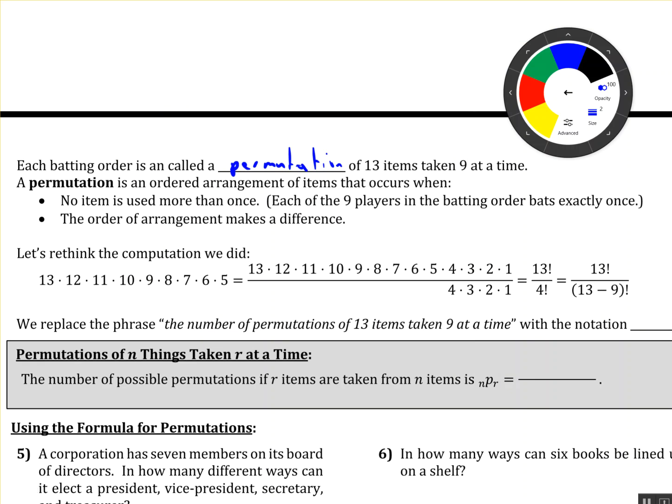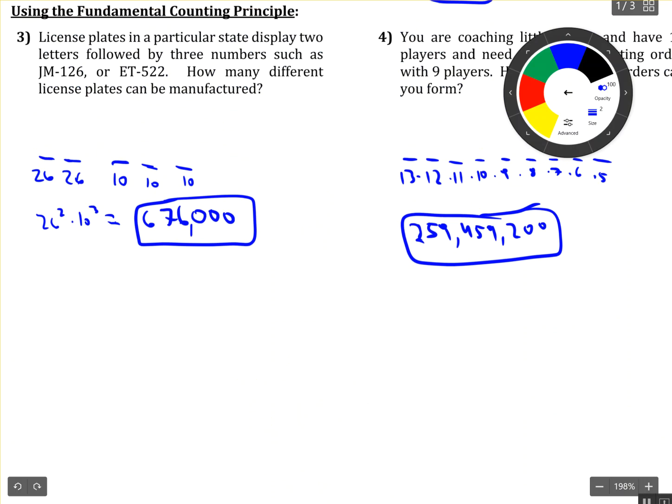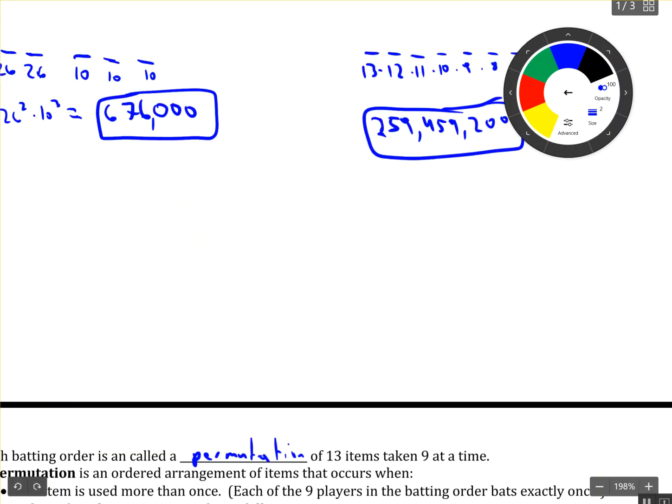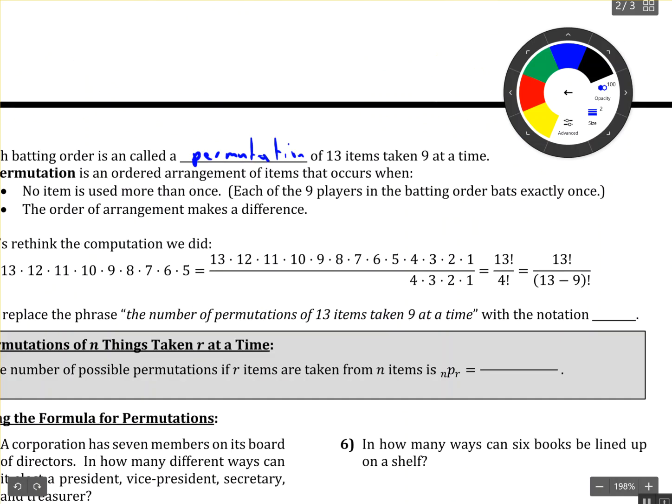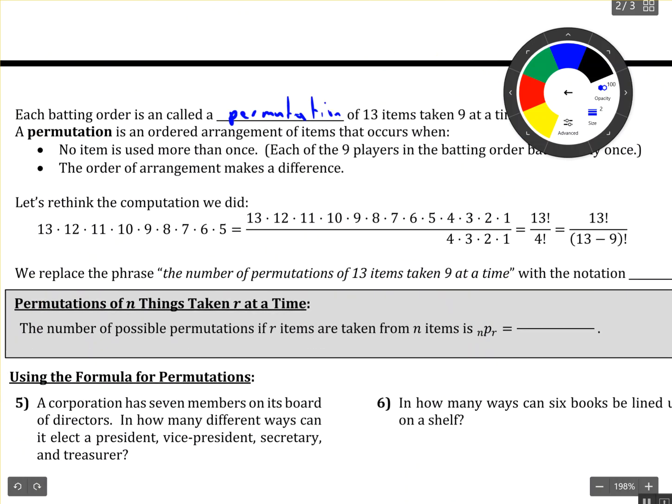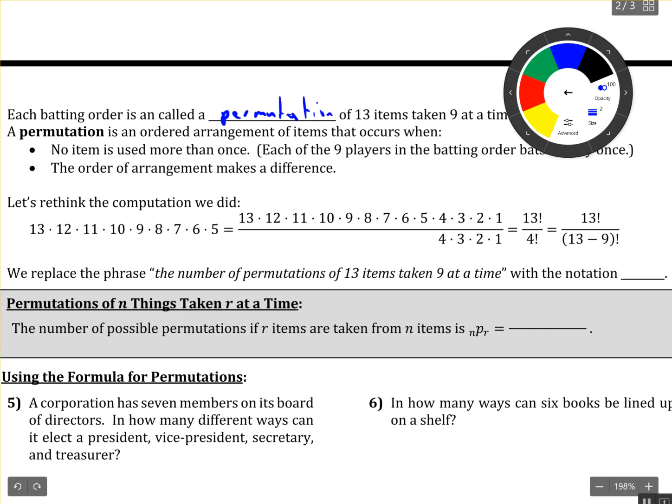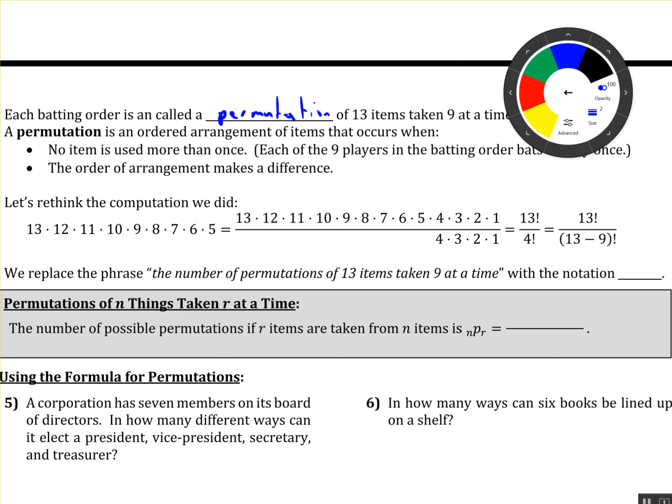A permutation is an ordered arrangement of items that occurs when no item is used more than once. In the license plate problem, we could reuse letters and numbers, like 5, 2, 2, so that is not a permutation. Here, in number 4, we couldn't use the same batter more than once, so that's a permutation. And the order matters. It's different whether a person is batting leadoff or batting cleanup. Those are two different spots. So order matters in that scenario.